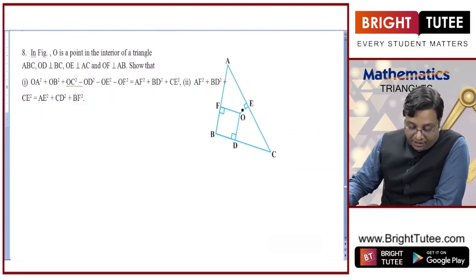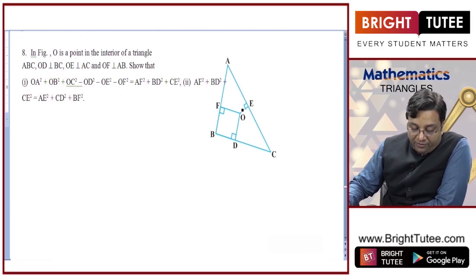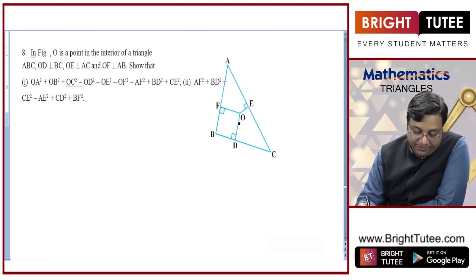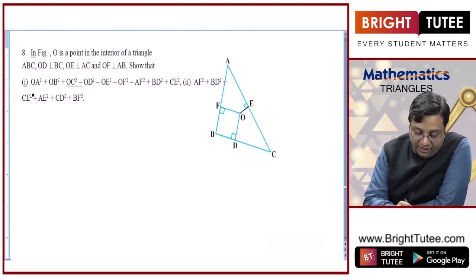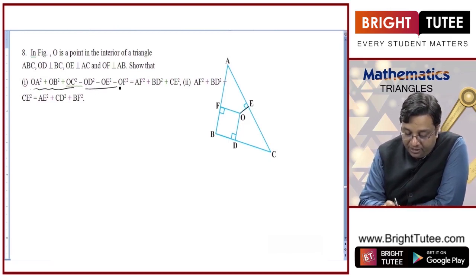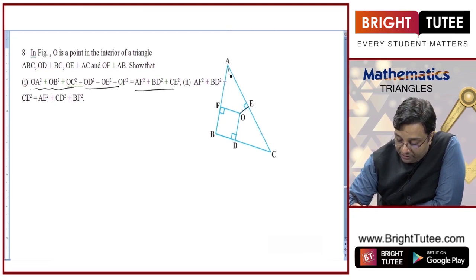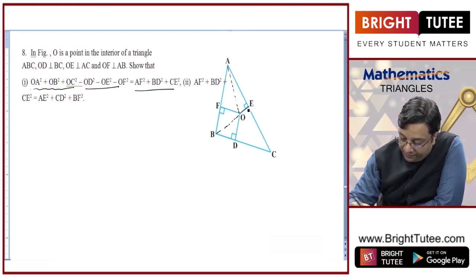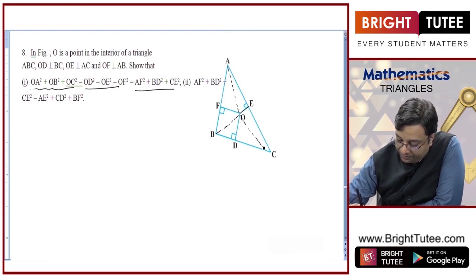In this figure, O is a point in the interior of a triangle ABC, and OD, OF, OE are perpendiculars dropped on these sides. Show that OA square plus OB square plus OC square minus these is equal to this. So, let me focus on OA square, OB square and OC square first.